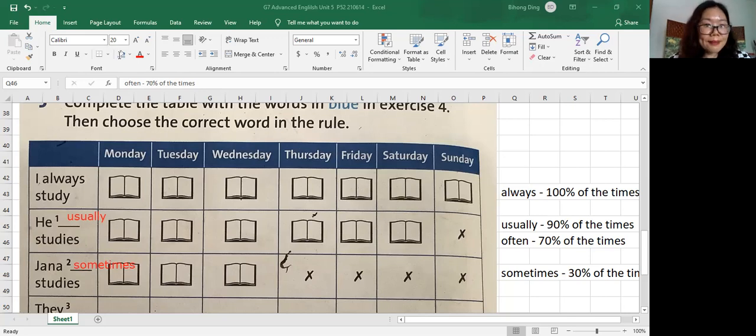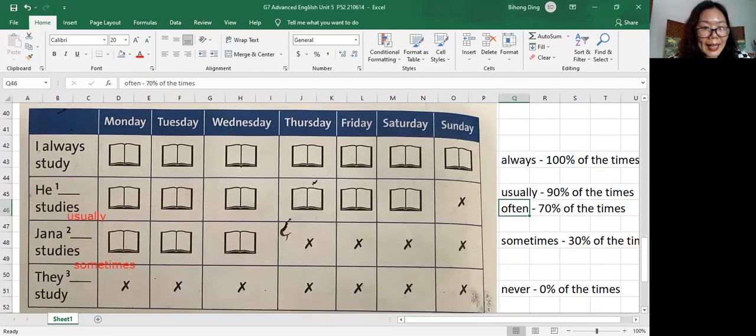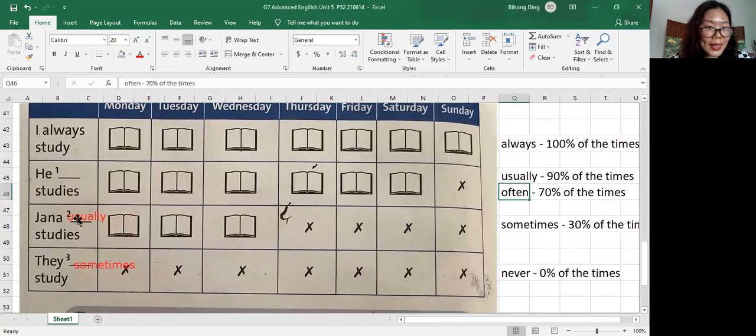Let's move downward. That's the last one here. Do you see what the word is? It's never. I believe most of you understand what never is. Never means no, none, 0%, zero, nothing. What a lazy student.